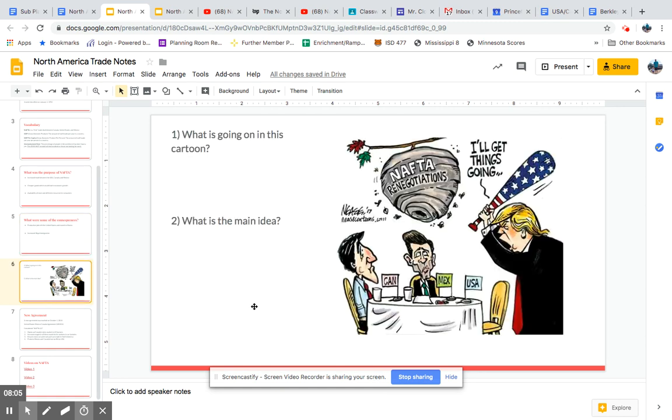All right, so take a second, look over this cartoon, and on your own answer questions 1 and 2. What is going on in this cartoon, and then what is the main idea? I would encourage you to pause the video here because I'm going to go to the next slide, but answer questions 1 and 2 after looking at the cartoon.